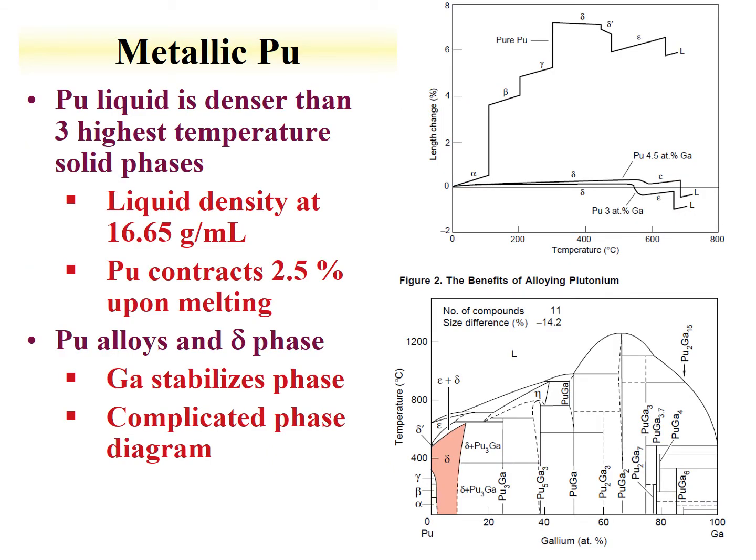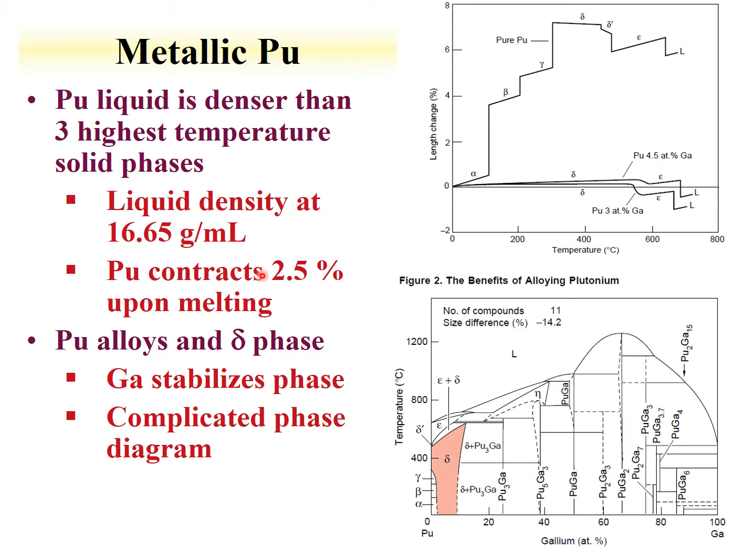So for plutonium metal, we see that the liquid is denser than the 3 highest temperature solid phases. The liquid density is 16.7 grams per milliliter, whereas the 3 highest temperature phases are less than that. For this reason, materials that are made with plutonium are often alloyed so that behavior can be consistent.